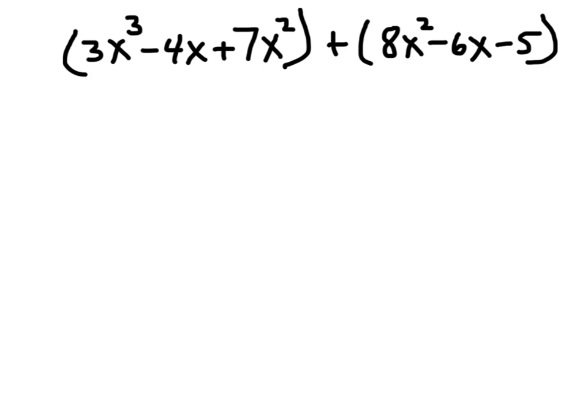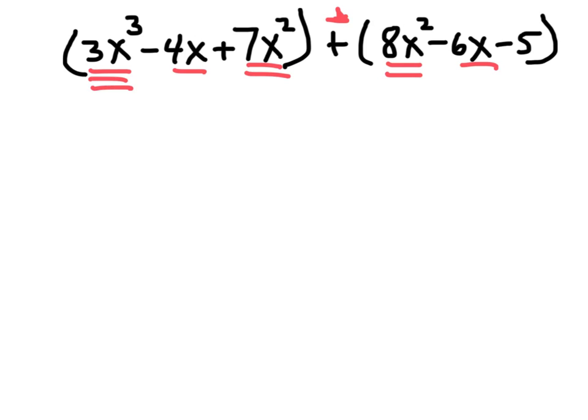In this problem, same idea. The parentheses do not matter because we're adding, so distributing 1 would not change anything. So I'm able to combine like terms. Okay, so I have x to the third, x to the second, and x, and a constant.